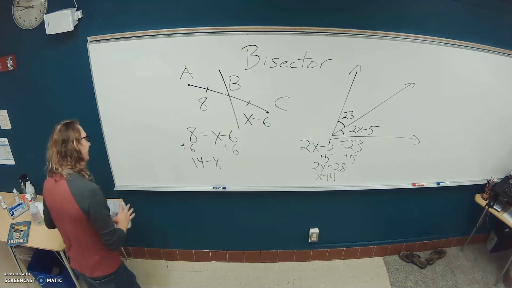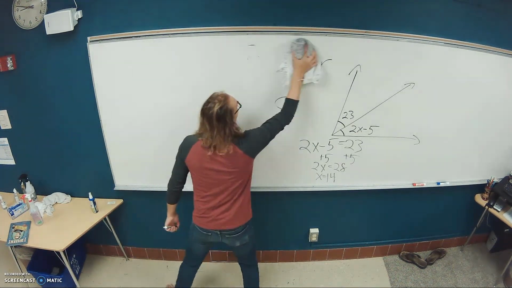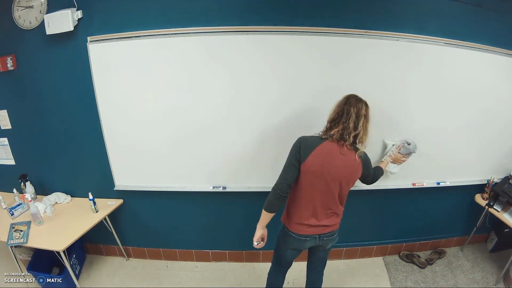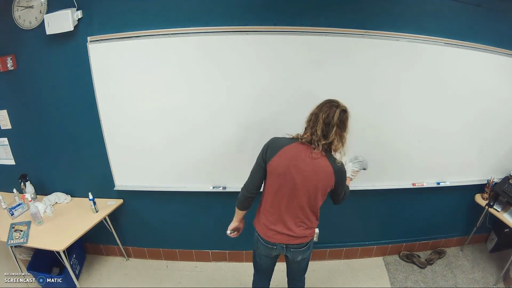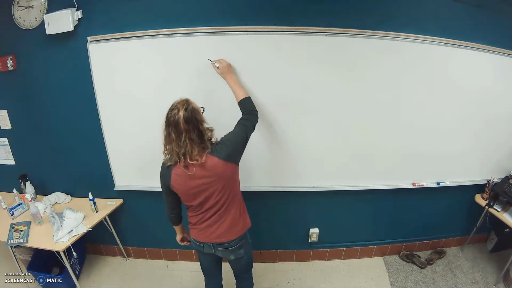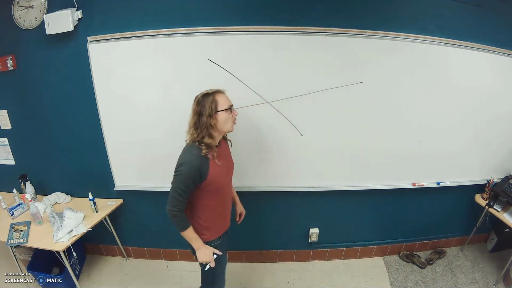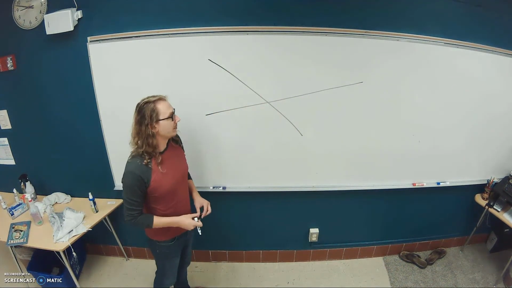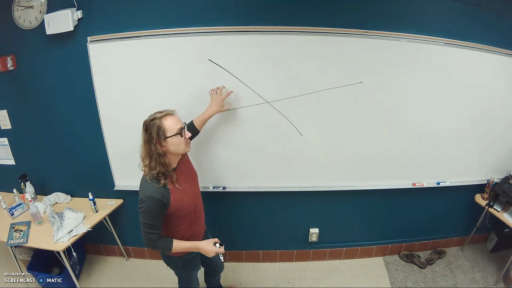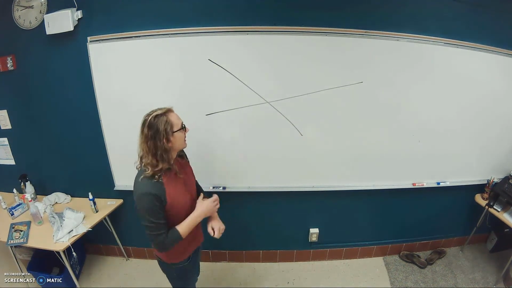All right, the other thing that I want to talk about today, let me get a drawing here real quick, is when we do have two segments, two rays, two lines that run into each other, we end up having four angles formed. 1, 2, 3, 4. Okay, so we've got these four angles.